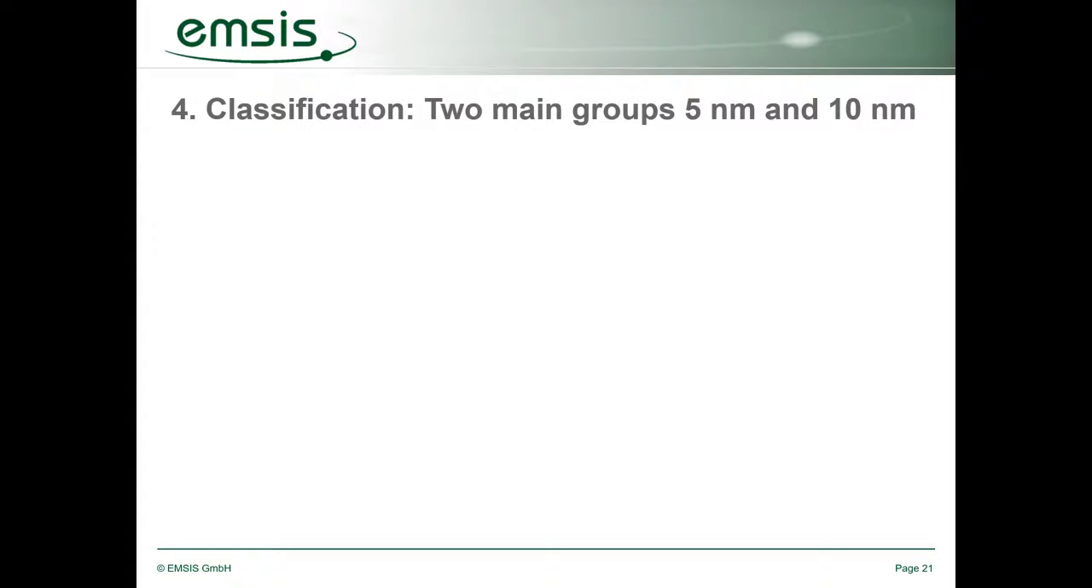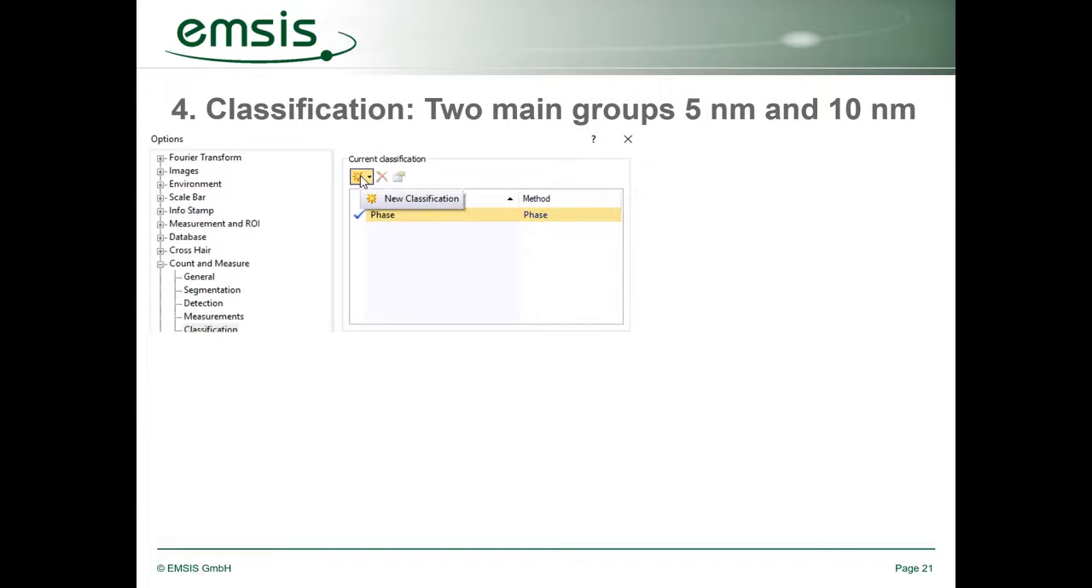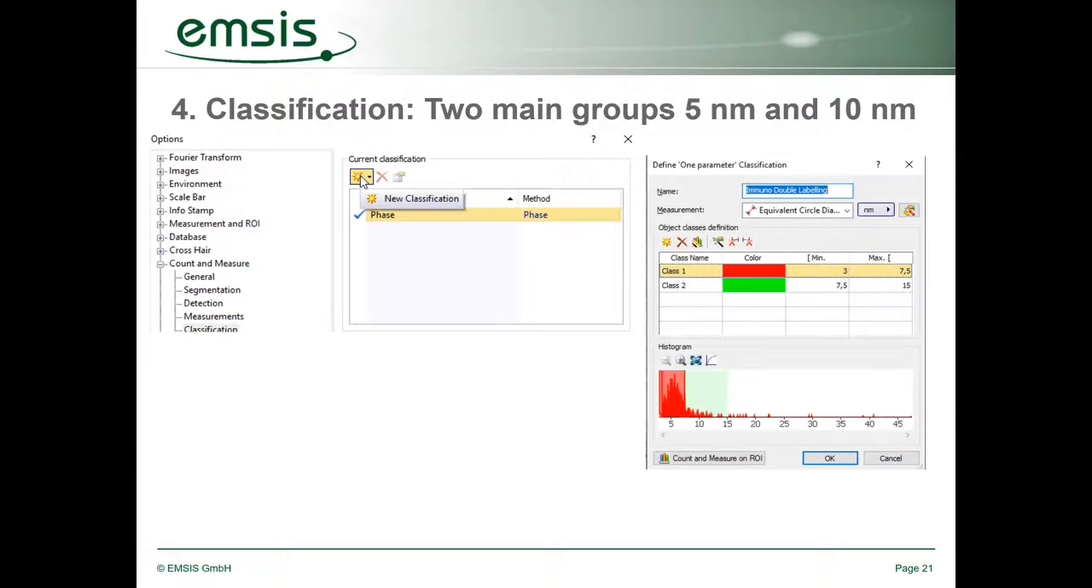So what I need to do is create a classification scheme, and my goal is to create two groups, one detecting the 5 nanometer and one detecting the 10 nanometer gold. The software offers me a nice wizard that allows me to define a new name for a new kind of labeling, and I'm selecting here 1 or 2 parameters to define my classification process. For now, I will use the equivalent circle diameter.